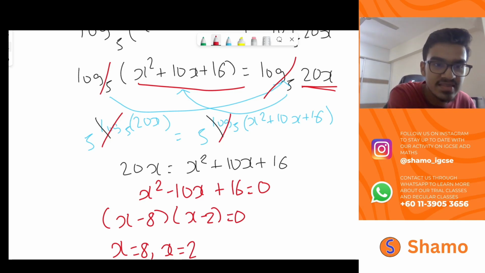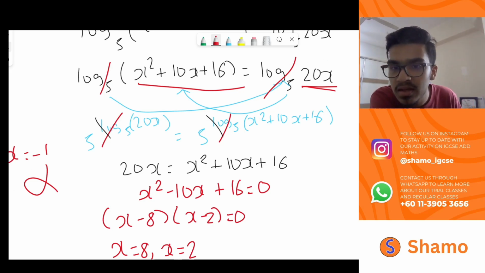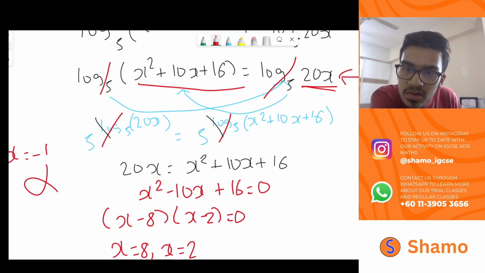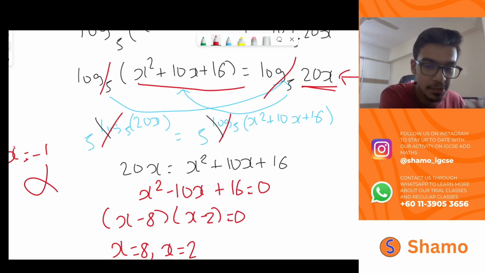Let's say you got x equals negative 1. If we got x equals negative 1, then what we have to do is reject it. You know why? Because here 20 times negative 1 is negative 20. Negative 20 is negative. An argument can never be negative. So in that case, we will have to reject it. So we have to be careful about when to reject and when to accept answers.